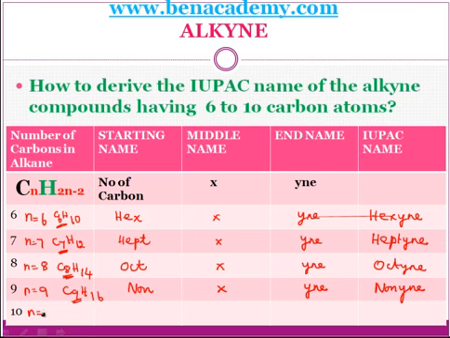Then, if the number of carbons is 10, what will be the formula? C10, H will be 2 into 10, 20, 20 minus 2, 18. C10H18. Then what will be the starting name? The number of carbons is 10, therefore it is dec. Dec means decathlon. You know that athletes do 10 events in the Olympics. They are called decathletes. So that's why for number 10 it is dec, and there is no middle name and the end name is yne. Therefore the IUPAC name of this compound will be decyne.